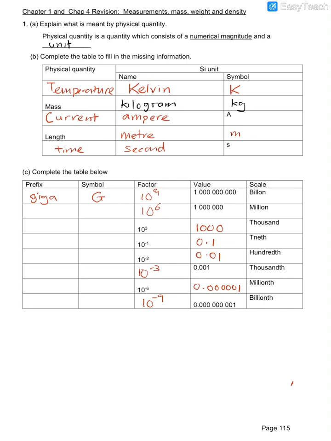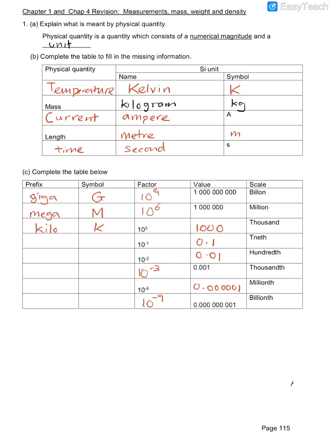Mega. Big M. M-E-G-A, mega. Okay, 10 to the power 3, 1000. So your $1,000 is 1K, right? So the K stands for? Kilo. Yes, kilo. So you write kilo here.